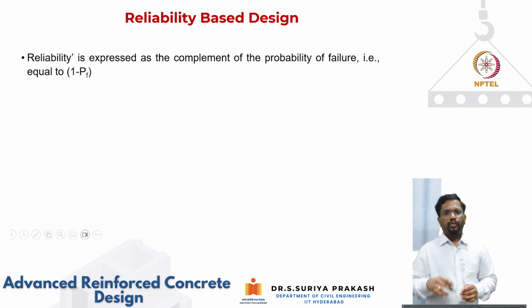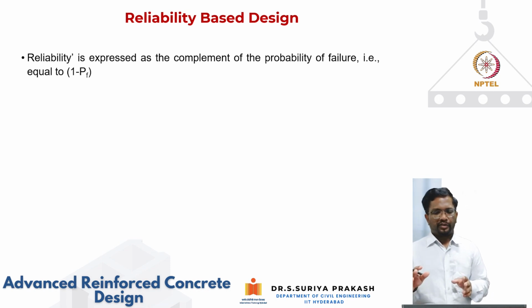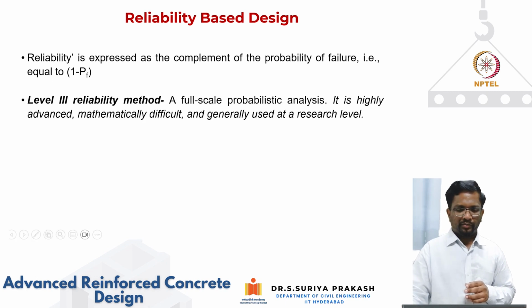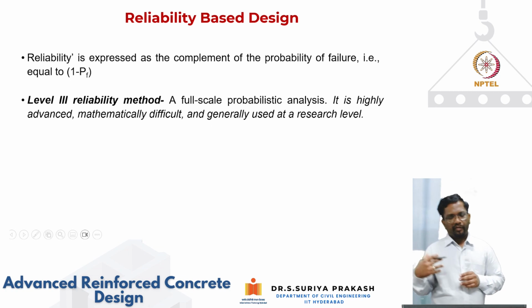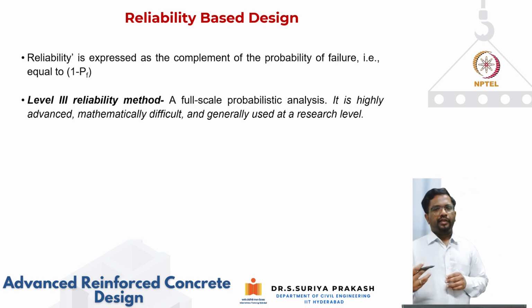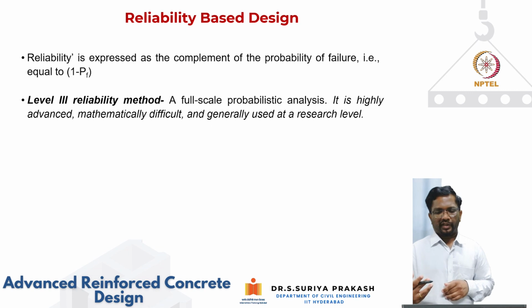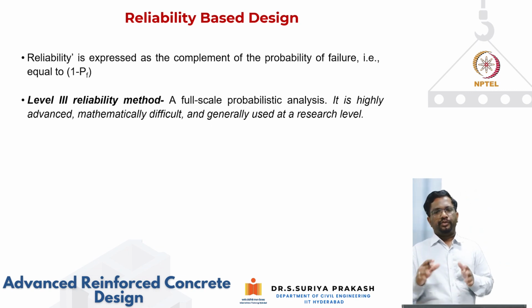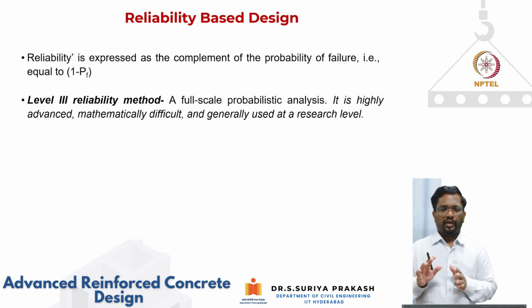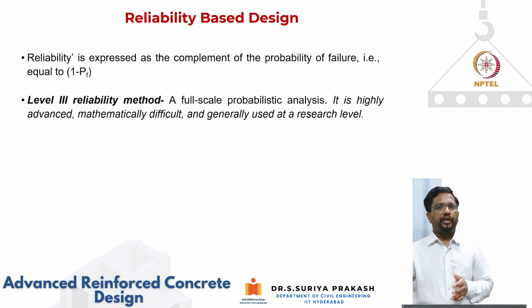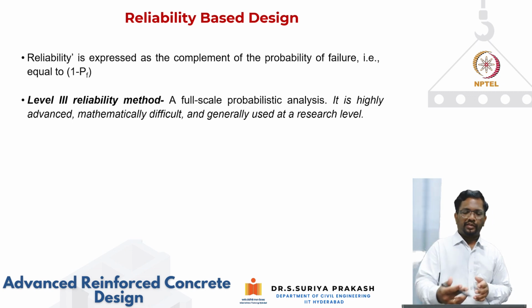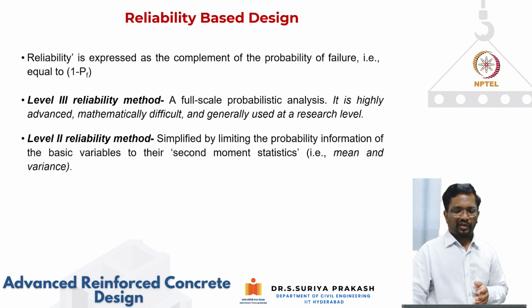Now, what is reliability? Reliability is basically expressed as a complement of the probability of failure, which is expressed as 1 minus PF. And we have different levels of reliability methods. The level 3 reliability method is a full-scale probabilistic analysis, and it is highly advanced and mathematically difficult. Generally, it is used only at the research level. And if you're designing a very special structure, let's say a very tall bridge or a nuclear reactor, sometimes for specialized conditions, we can use this level 3 reliability analysis.